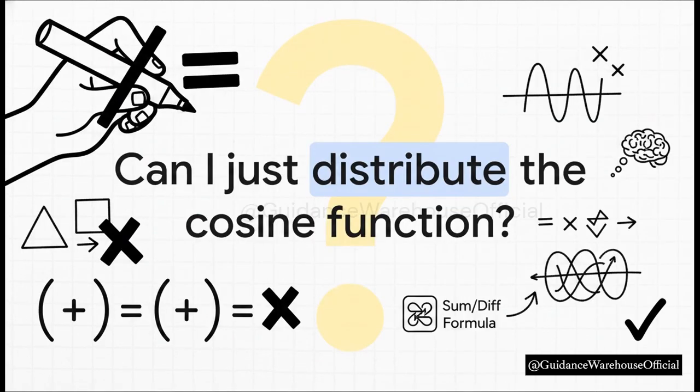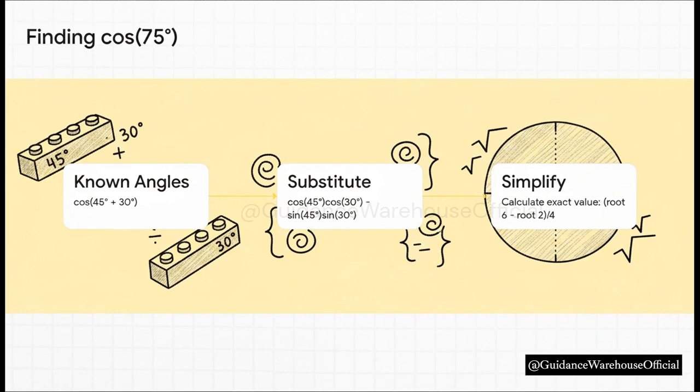Now you might be wondering, because this comes up a lot, why can't I just distribute the cosine? Isn't cosine of 45 plus 30 just cosine 45 plus cosine 30? No way. Absolutely not. Trigonometric functions are operations. They aren't simple variables. You literally cannot distribute them like you would in basic algebra. These sum and difference formulas are the only proven way to correctly expand these terms. Let's make this crystal clear with an example.